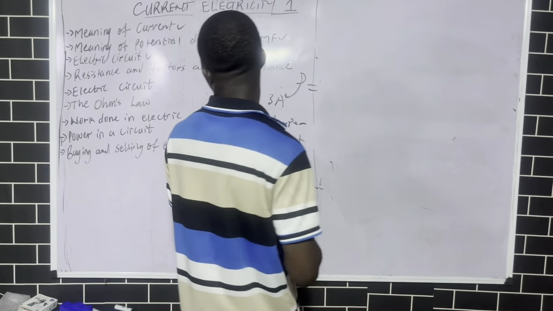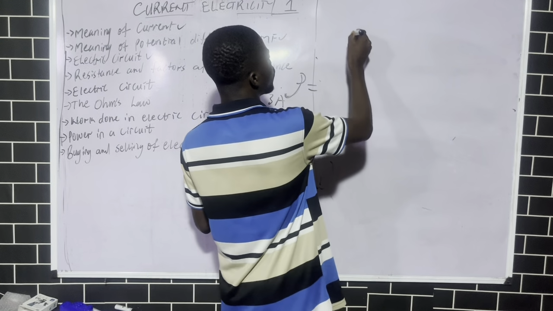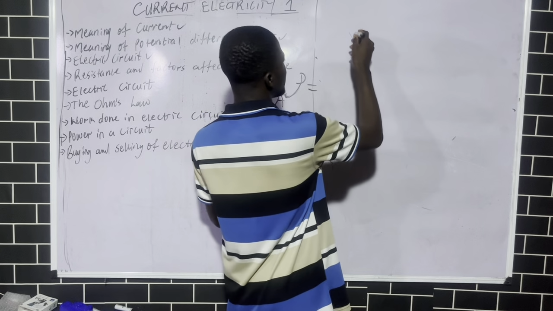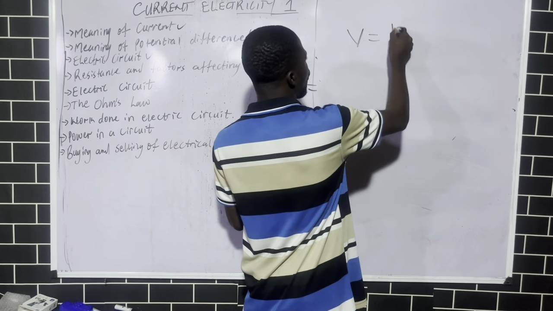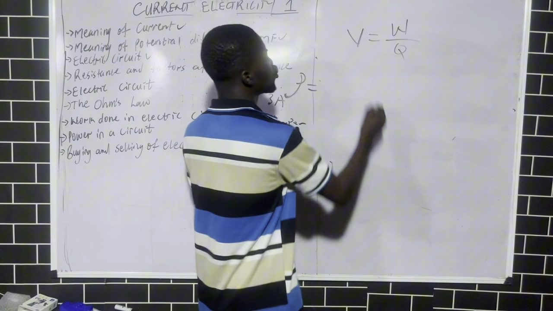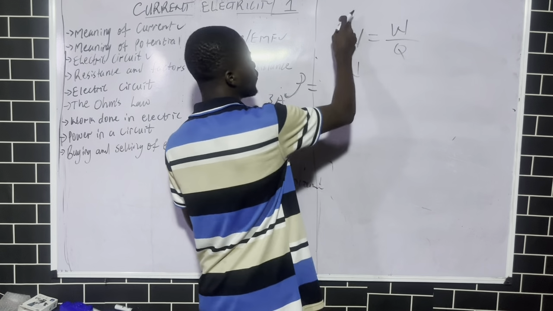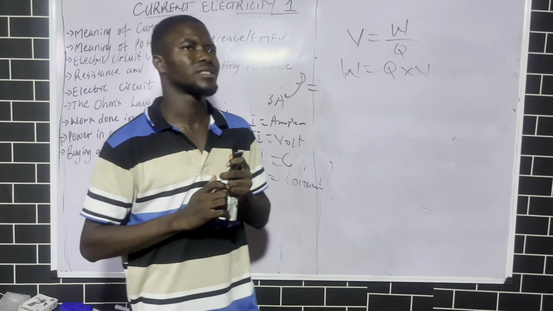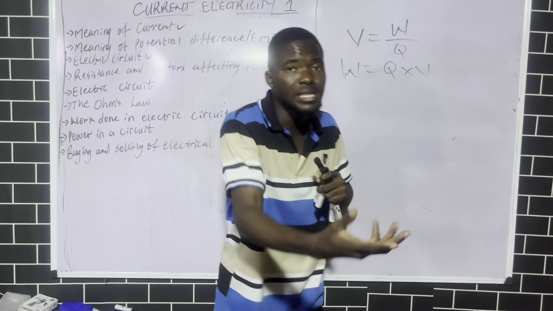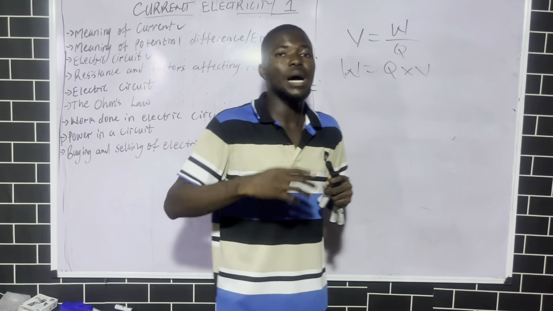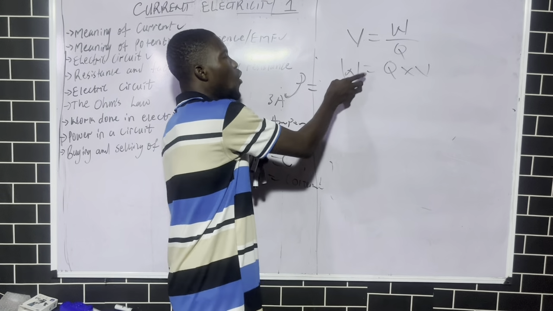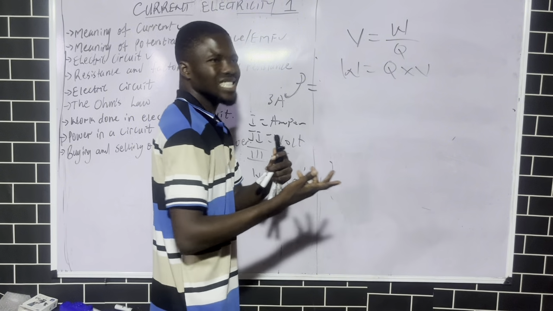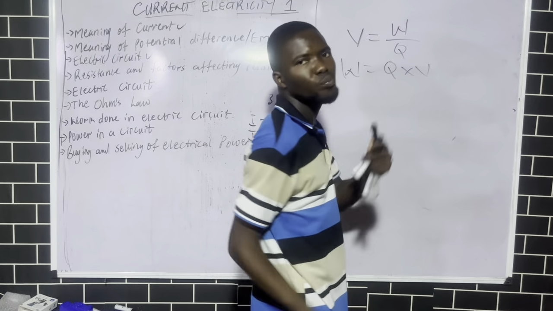Work done in an electric circuit. Okay, so we know the voltage V is giving us work over charge. So work done will be, this is work, this is charge, this is voltage: work done will be Q times V. Definitely you know that work in physics is force times distance. We say work is done when a force is applied and moves an object through a distance. So work done is actually the energy that is needed to move this charge between two points.